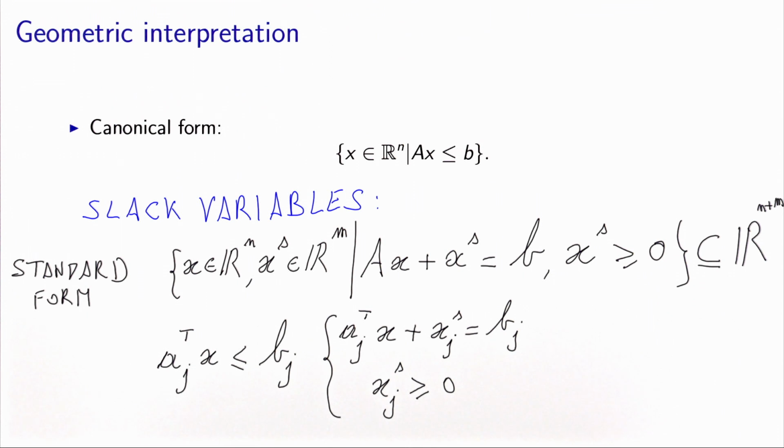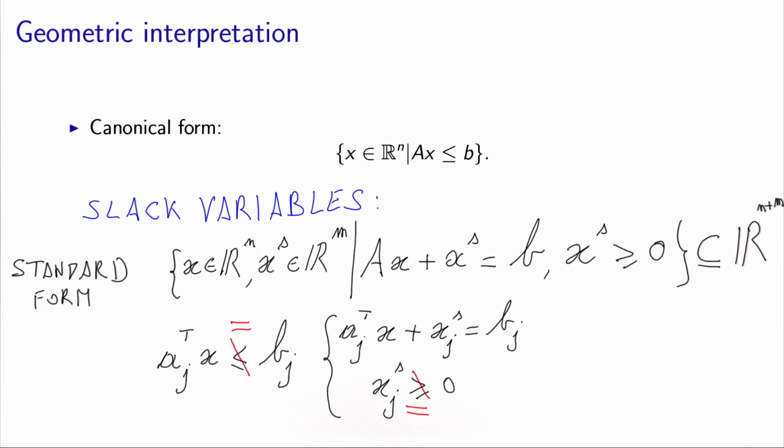Now let's look at what happens when the constraints are active. An inequality constraint is active when it is verified with equality. So when it is verified with equality, the less or equal is replaced by equality. Then it means that the constraint is active. What would it mean in the context of the standard form of a polyhedron? Well, it means that an active constraint in the polyhedron of canonical form is equivalent to a slack variable being equal to 0 in the polyhedron in standard form.